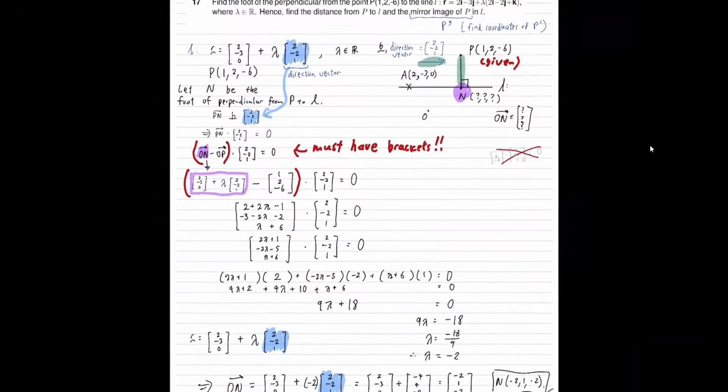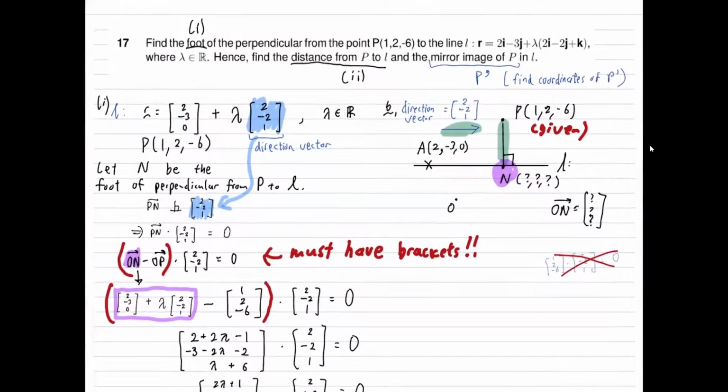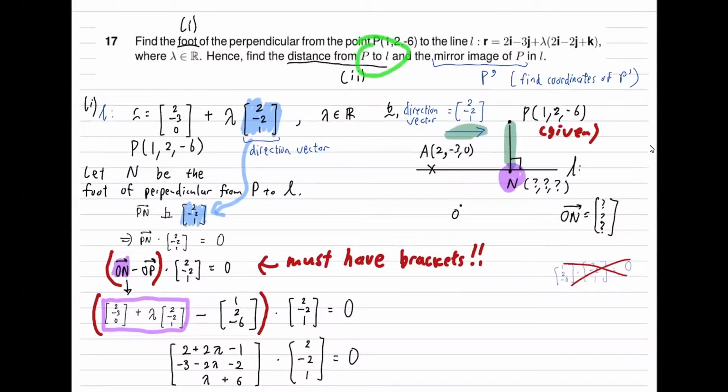Let's move on. Maybe find foot, I'll call it part 1. Part 2, hence find distance from P to L. Let's call it part 2. How? Is it like modulus? Modulus of what? What's this distance from P to L actually referring to? Modulus of PN. PN, very good. So that's actually what we're trying to find. Modulus of PN. If you just look at my lecture notes, that's exactly what you need. So, what's PN?